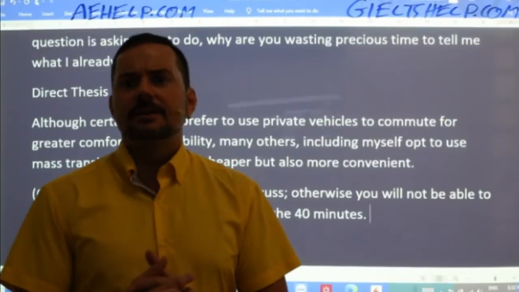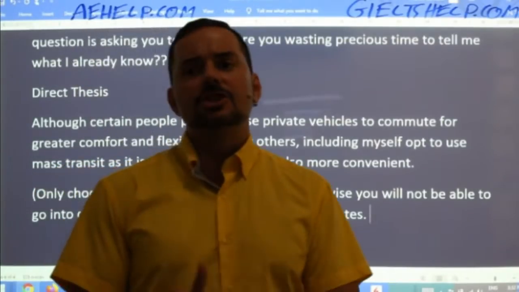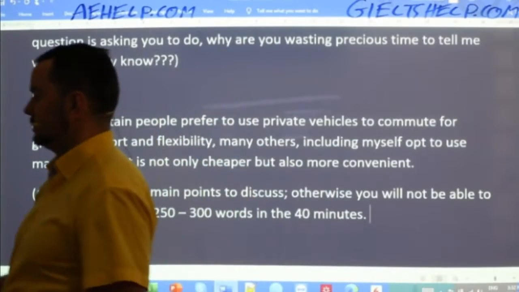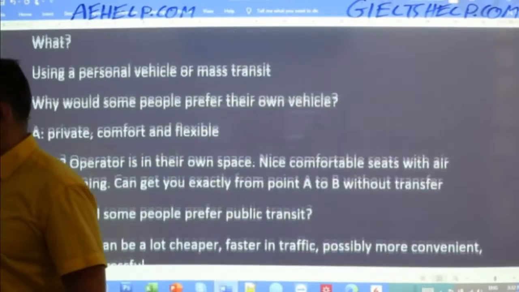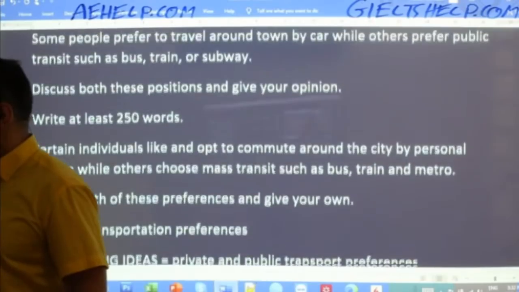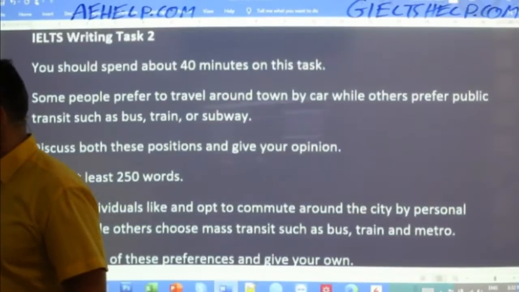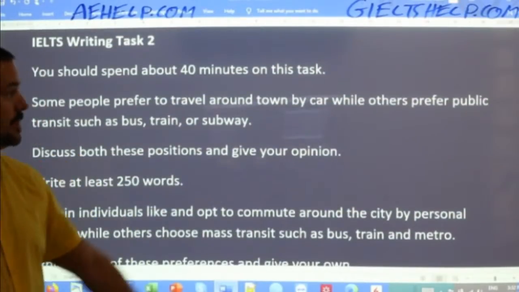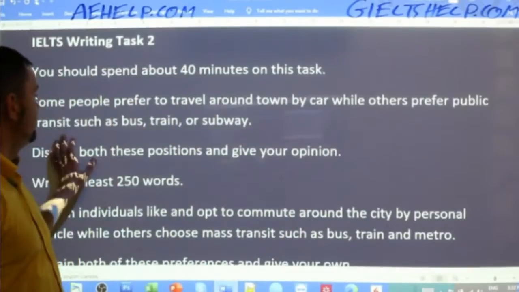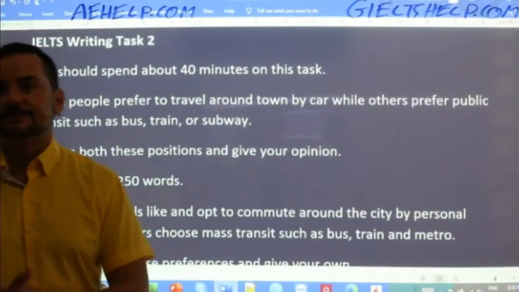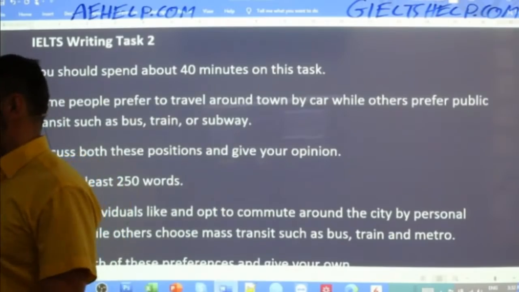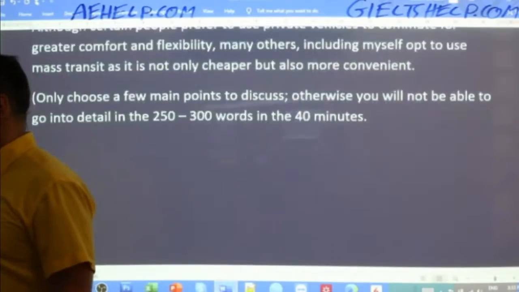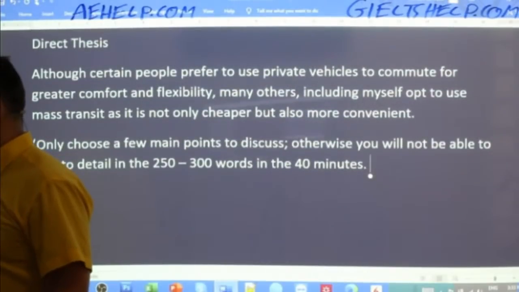Mass transit, Devyani, is not given in the question. It's public transportation. Okay. Devyani, the original question is public transit. So I'm paraphrasing that as mass transit. It's a synonym. Okay. So we're doing well so far, and I've seen a few nice essays come up.